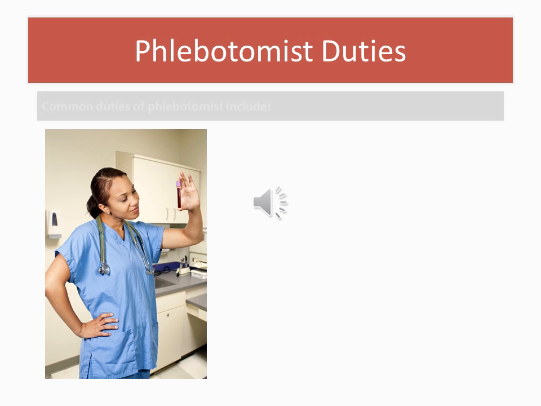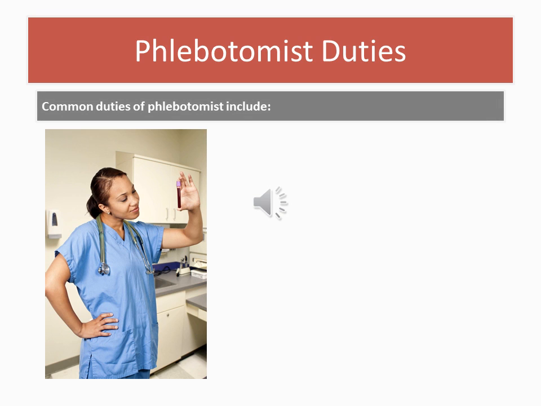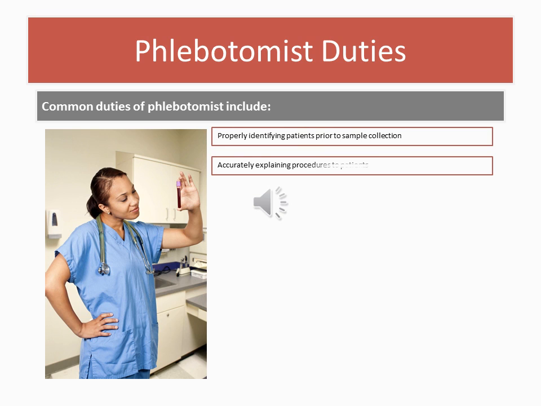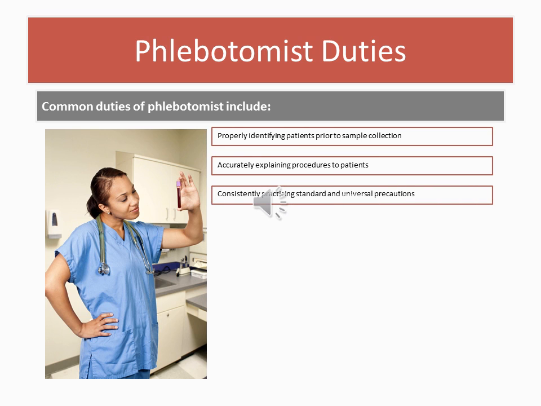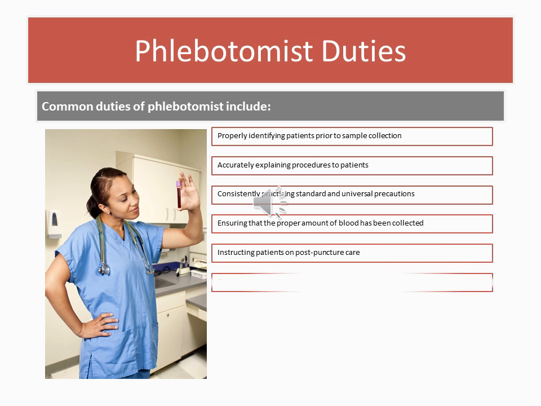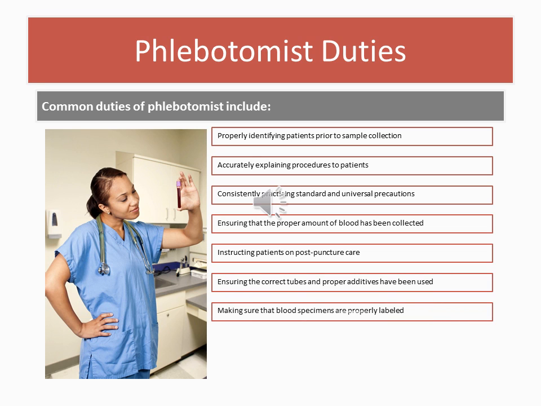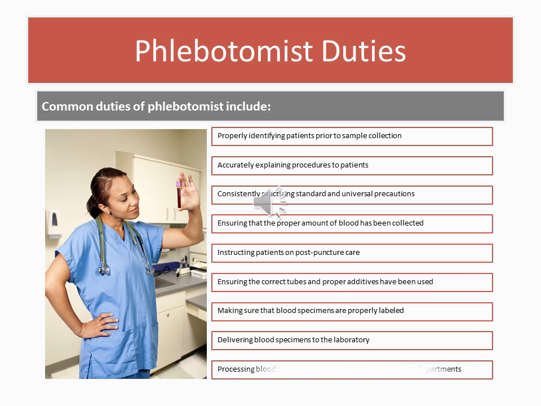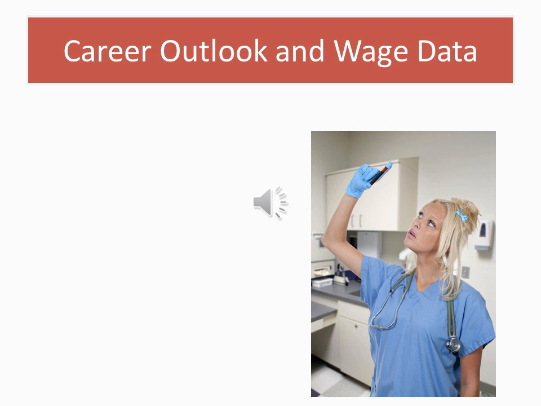Common duties of phlebotomists typically include, but are not limited to, properly identifying patients prior to sample collection, accurately explaining procedures to patients, consistently practicing standard and universal precautions, ensuring that the proper amount of blood has been collected via the specified phlebotomy test, instructing patients on post-puncture care, ensuring the correct tubes and proper additives have been used, making sure that blood specimens are properly labeled, delivering blood specimens to the laboratory, and processing blood specimens for the appropriate laboratory departments. Trained phlebotomists are in great demand.